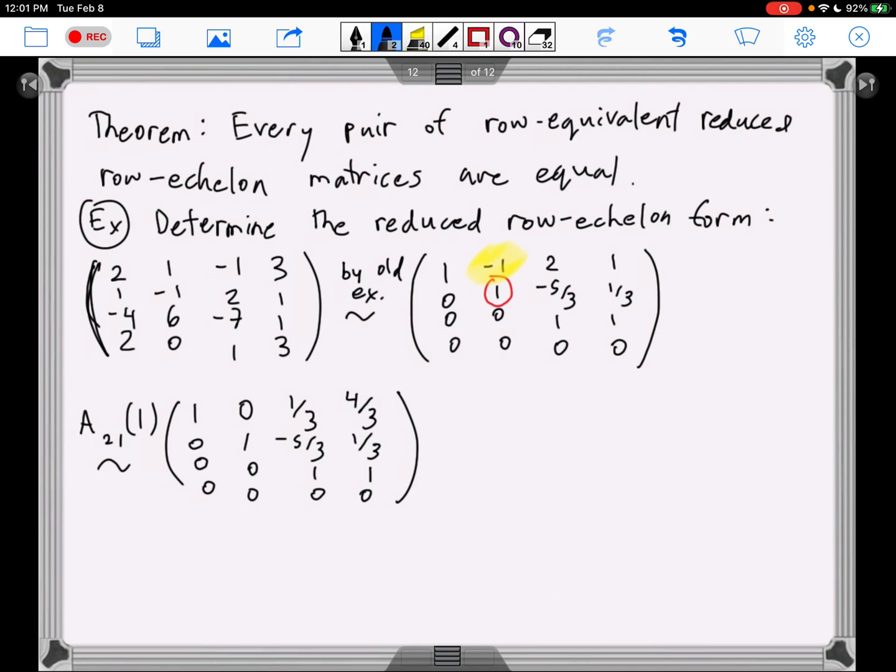Now we got to work on column 3. We need to use this 1 right here to get rid of these two guys above it. We got to turn those into zeros. Same as before, we just add multiples of that 1 to the ones above it. So we're going to add negative 1/3 row 3 to row 1, and we're going to add 5/3 row 3 to row 2.